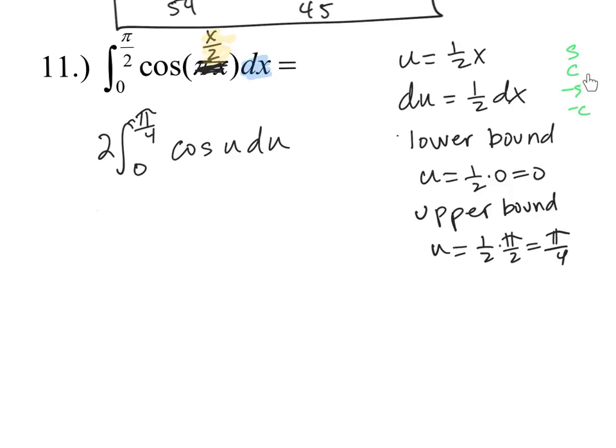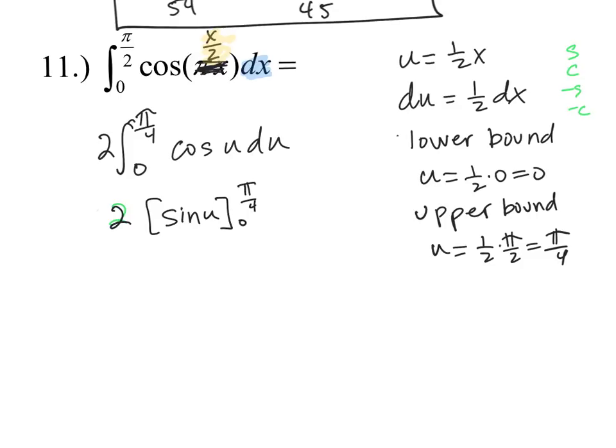So if we're going to find the integral of cosine, it's going to be positive sine. So this would be 2 times the sine of u, and we're going to evaluate that from 0 to pi fourths.